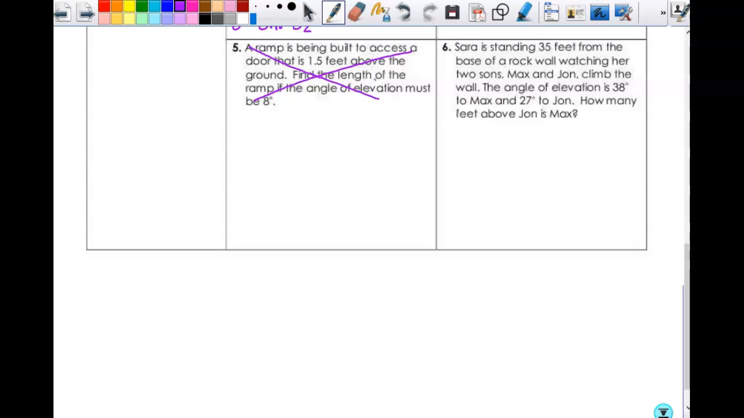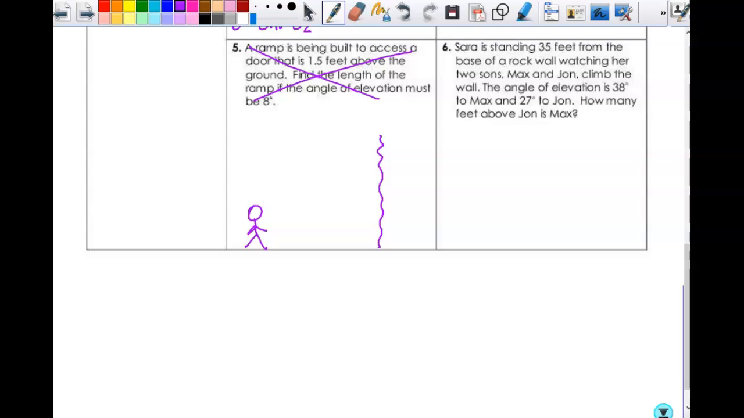So it says, Sarah is standing 35 feet from the base of a rock wall watching her 2 sons, Max and John, climb the wall. The angle of elevation is 38 degrees to Max and 27 degrees to John. How many feet above John is Max? Okay, so here's Sarah. All right. Here is the rock wall they're climbing on.